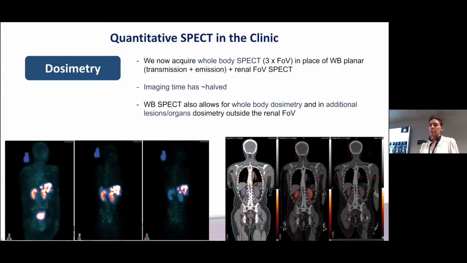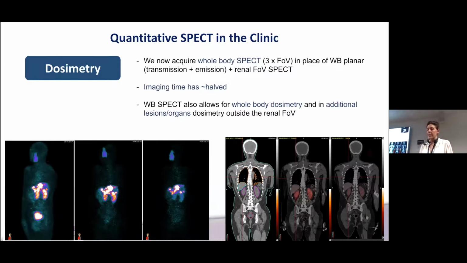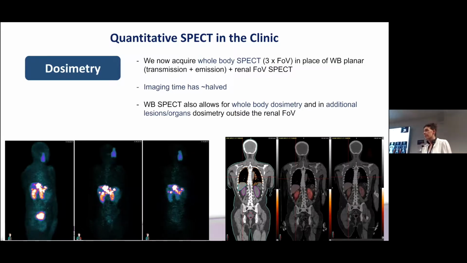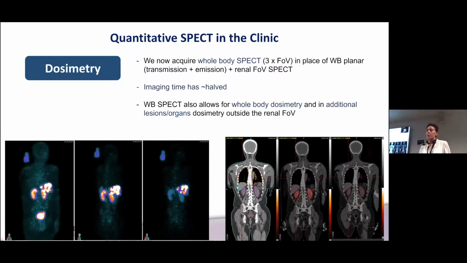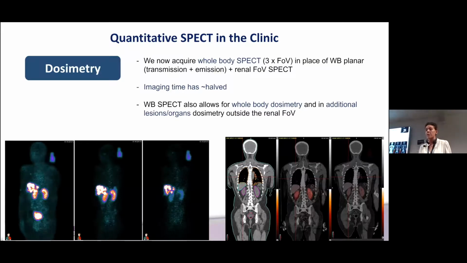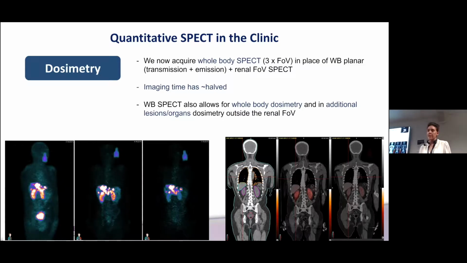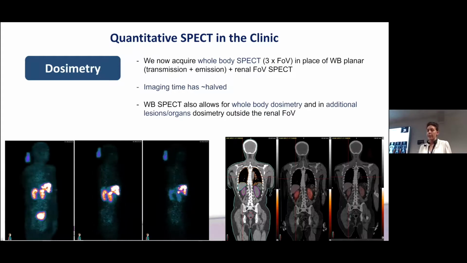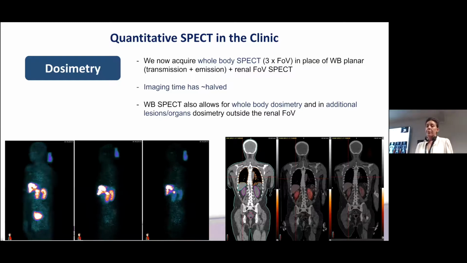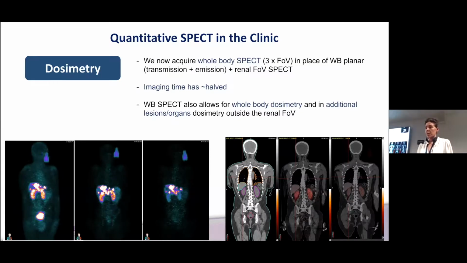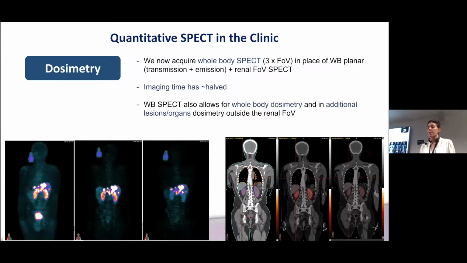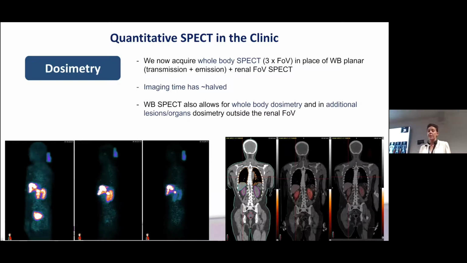So at North Shore, we've replaced completely the old imaging protocol for our lutate patients. It used to consist of a whole body 2D planar image followed by just a single SPECT CT of the kidneys to perform quantification and dosimetry. We've now completely replaced that with a whole body SPECT CT only, and that corresponds to 3 fields of view of the SPECT. As a result of this transition, the imaging time is approximately halved, which is obviously very beneficial for the patients, also very beneficial for managing clinical scanner time.